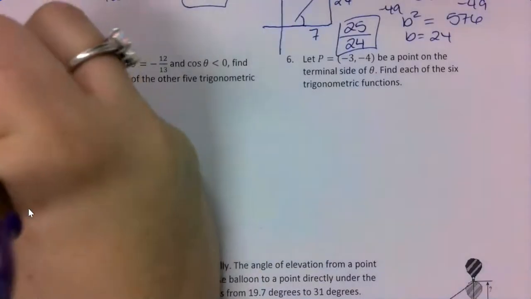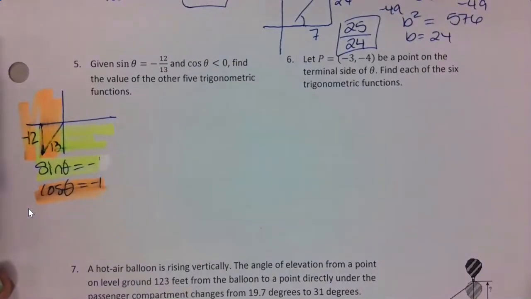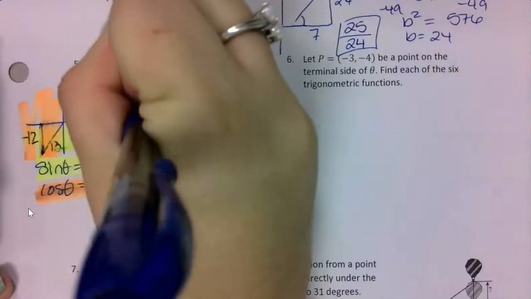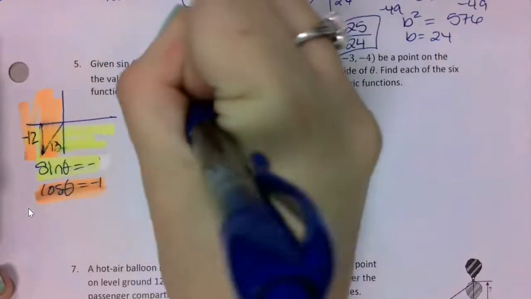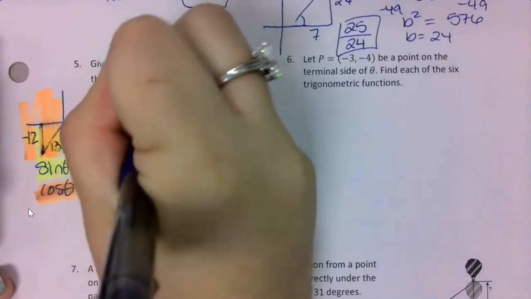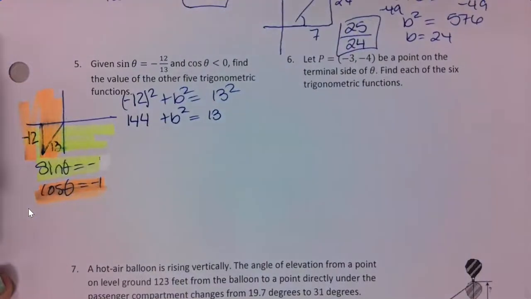So then negative 12 goes here, 13 goes here. I want to use the Pythagorean theorem to find my missing side length. So I'm going to have negative 12 squared plus b squared equals 13 squared. Negative 12 squared, remember, is positive 144. Nope, 13 squared is 169.